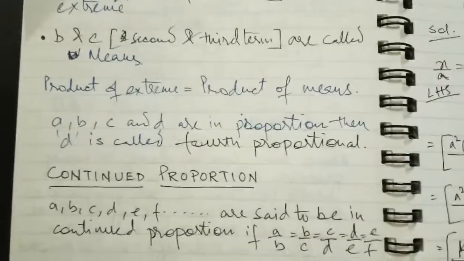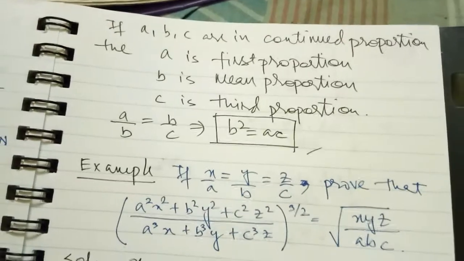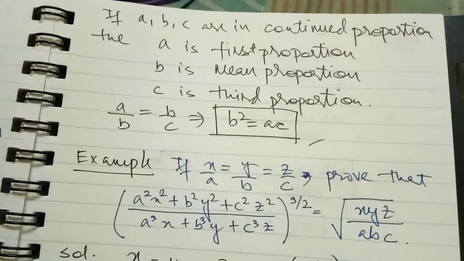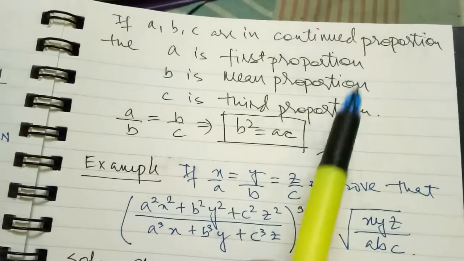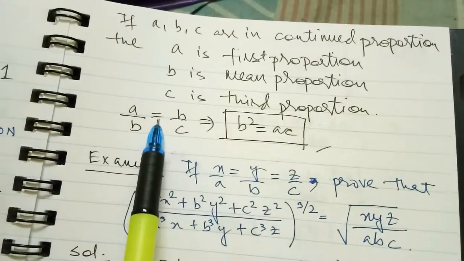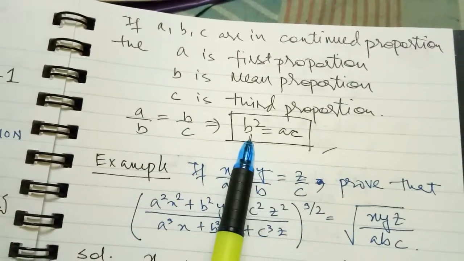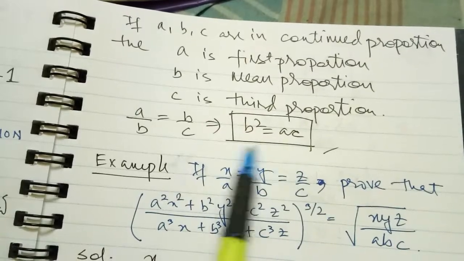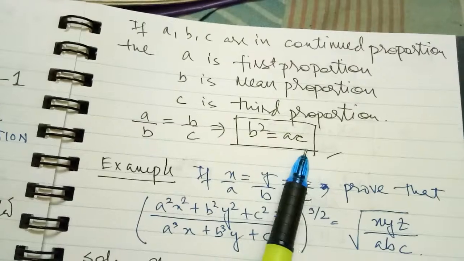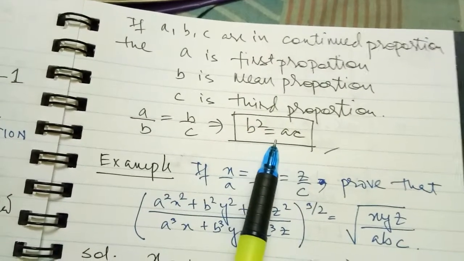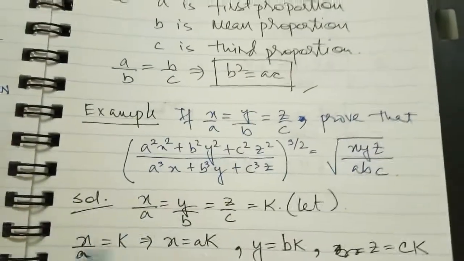Next, if A, B, C are in continued proportion, then A is the first proportional, B is the mean proportional and C is the third proportional. In continued proportion, A by B equals B by C. Then we can write B square equals AC. That means B into B equals B square, and A into C is AC. So if there is a continued proportion, then B square equals AC.